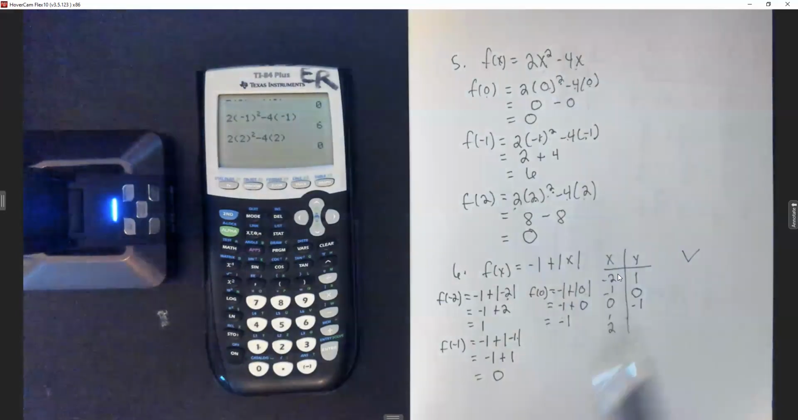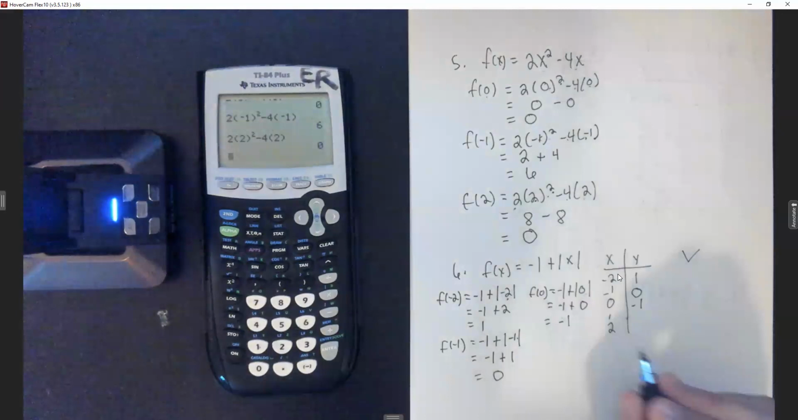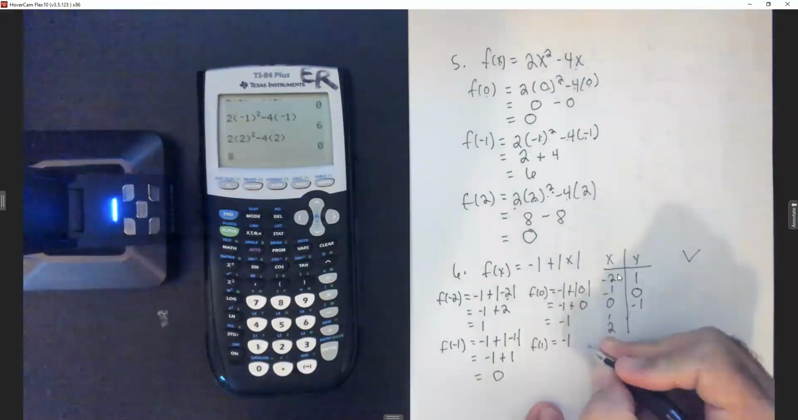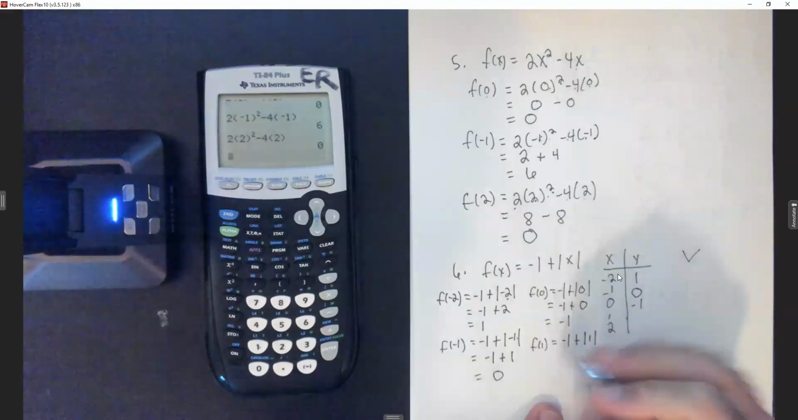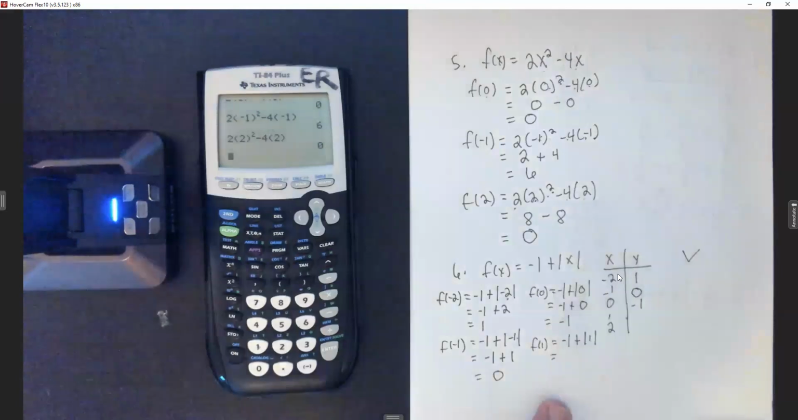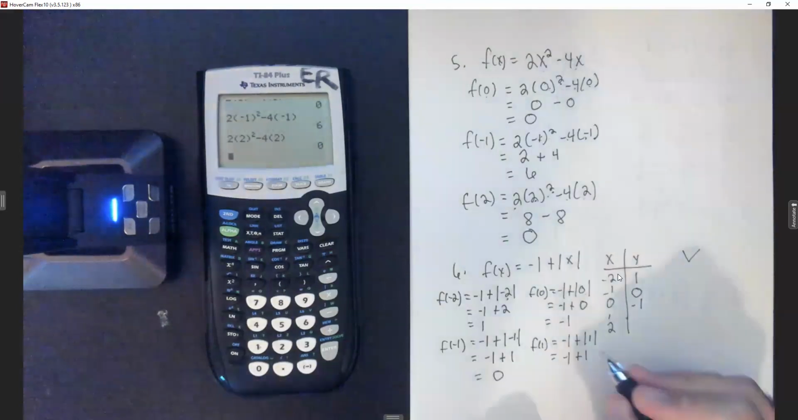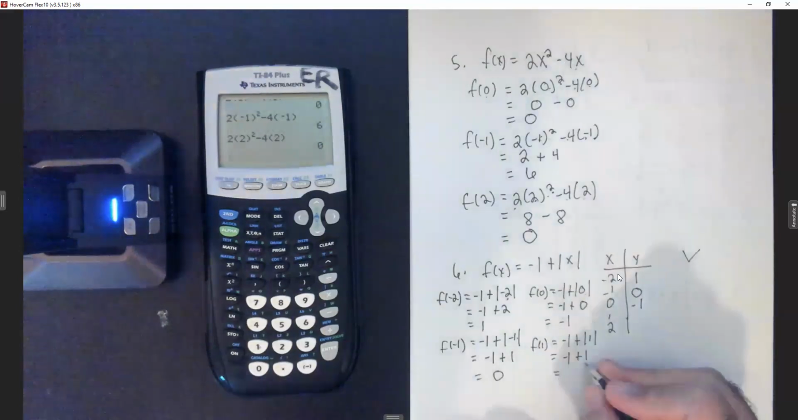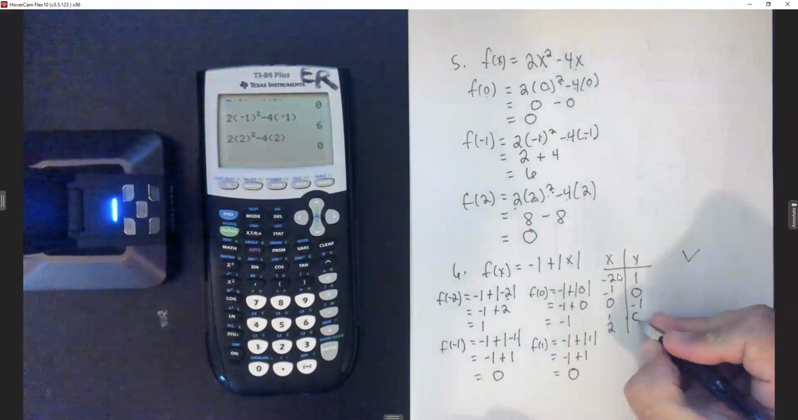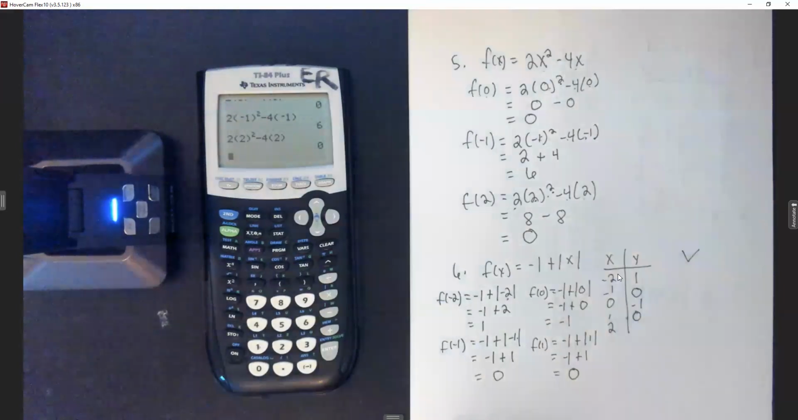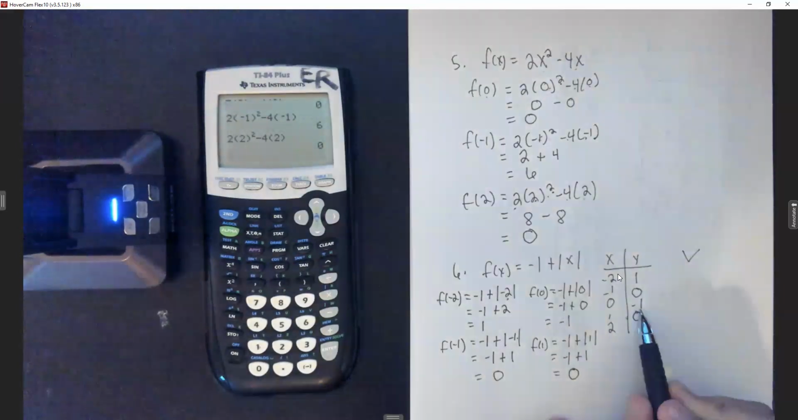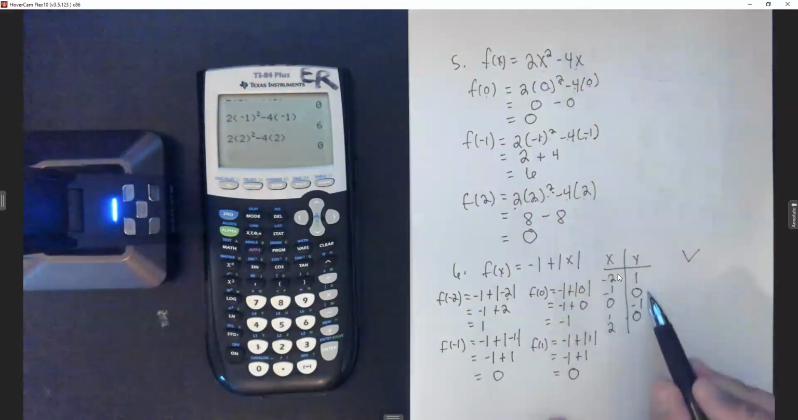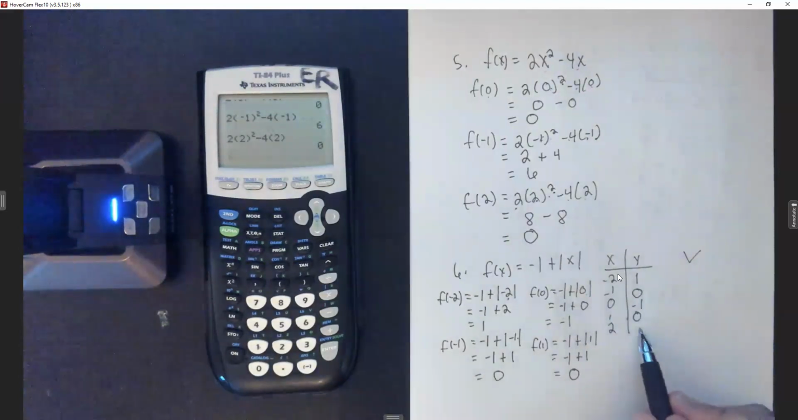All right, next was f of 1. That's going to equal negative 1 plus absolute value of 1. So let's see what we got. That's going to give me a negative 1 plus 1. And then negative 1 plus 1 is 0. So it looks like that 0, negative 1 is going to be my middle point, and I'm starting to get my symmetry. So I'm expecting that we should get a 1 on this one.